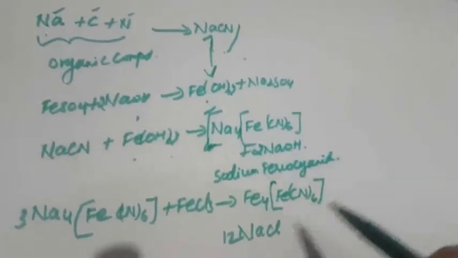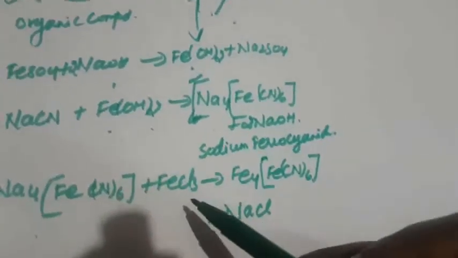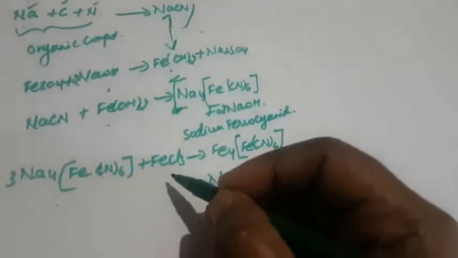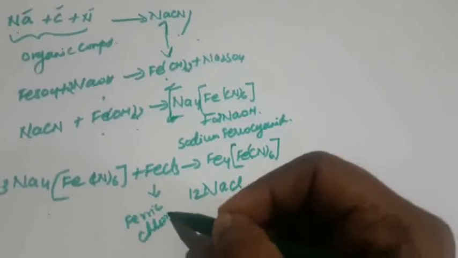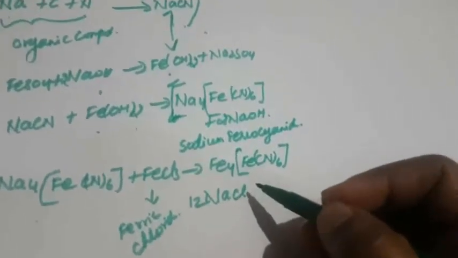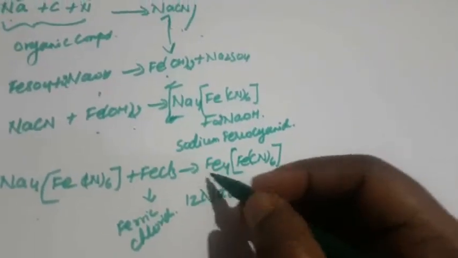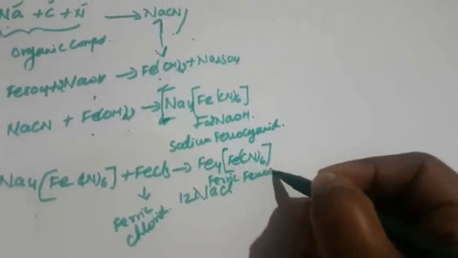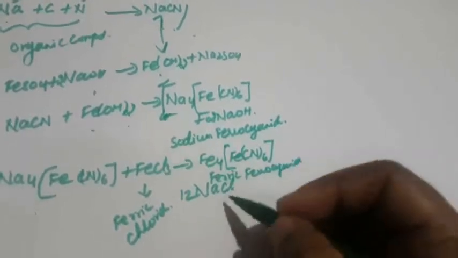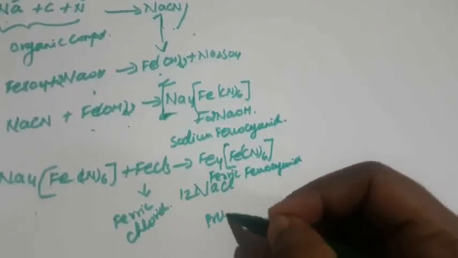Sodium ferrocyanide reacts with ferric chloride, FeCl3, to form the Prussian blue, ferric ferrocyanide. What is the compound name? Ferric ferrocyanide. That is the Prussian blue color.